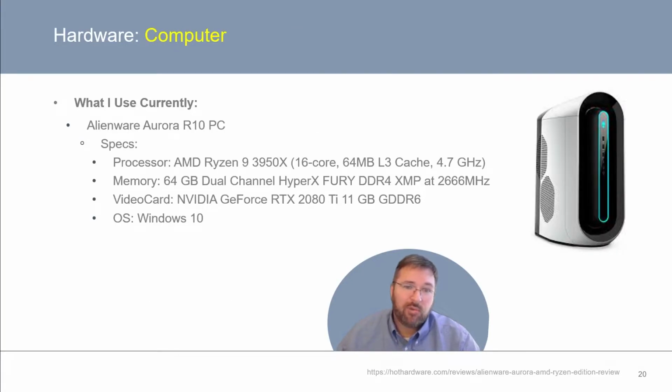So as a computer, I'm currently using an Alienware Aurora R10 PC. It has a 16-core, 64MB, and 4.7 GHz processor. It's set up with 64 GB of dual-channel memory, and it has an NVIDIA GeForce 2080 Ti graphics card. And the operating system I'm using is Windows 10.